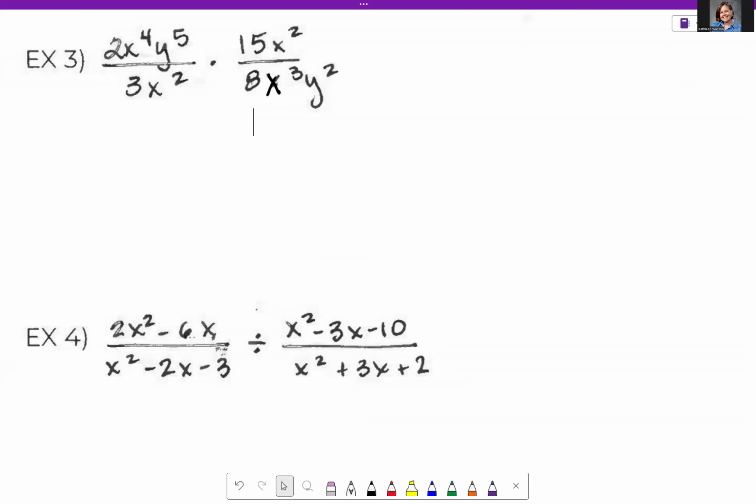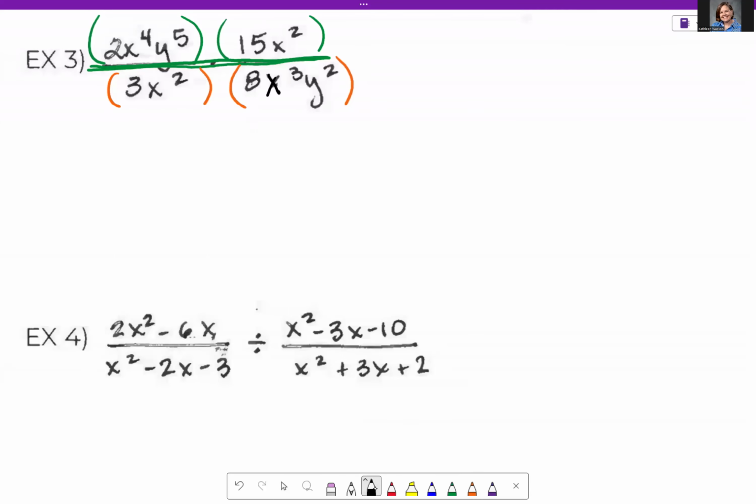So when I multiply fractions, you do numerator times numerator and denominator times denominator. So essentially, I could just write a big solid line here and multiply these expressions across the top and then multiply these expressions on the bottom.